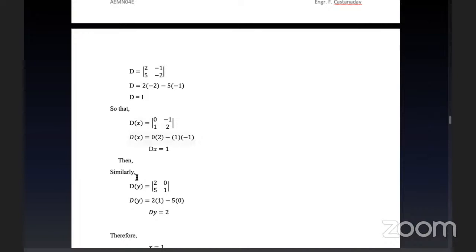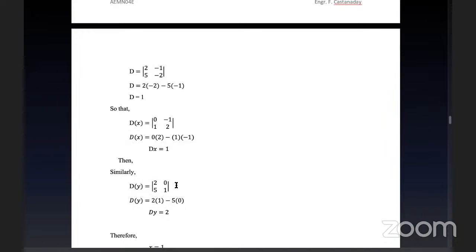Ganun din dun sa pag-solve naman ng determinant y natin. I-copy lang natin yung first column since ito yung coefficient ni x. And i-replace natin yung second column by the vector of constants, which is 0, 1. So ito naman sa second column, nagkaroon ka ng 0, 1 dyan.